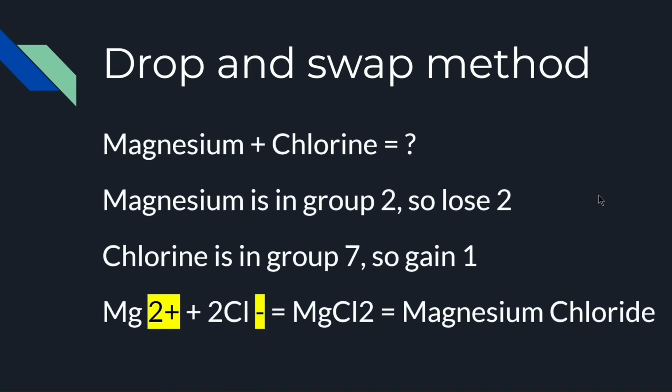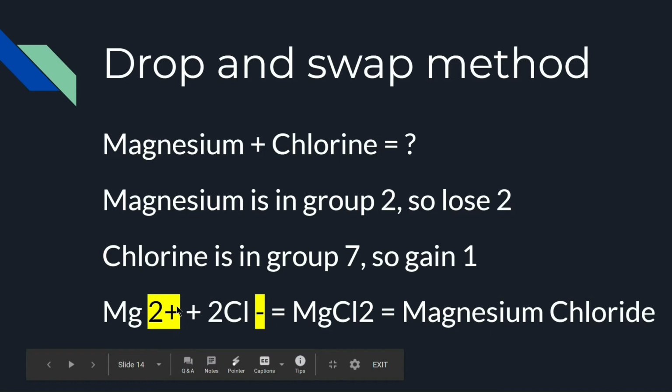So the drop and swap method basically means, if we have magnesium plus chlorine, we know magnesium is in group 2, so it has two outer electrons, therefore it makes sense for it to lose two electrons. Whereas chlorine is in group 7, so it makes sense for it to gain one electron. But we all know a full outer shell can only take 8 electrons, so it's impossible for chlorine to have 9 electrons in its outer shell. So in this case, we have Mg2+ as the charge because it lost 2 electrons, and Cl- because it gained 1 electron. And we call this MgCl2.